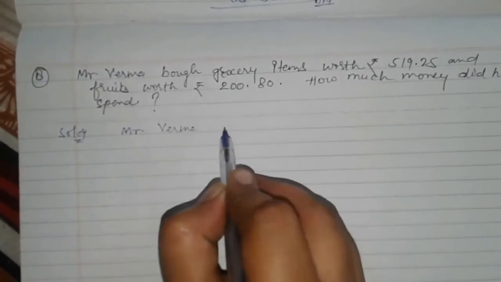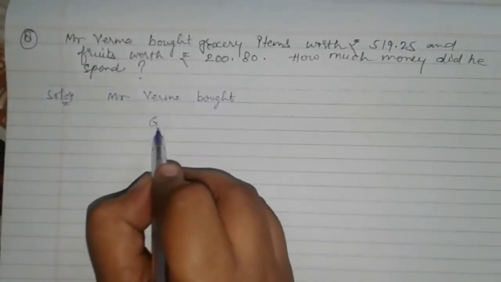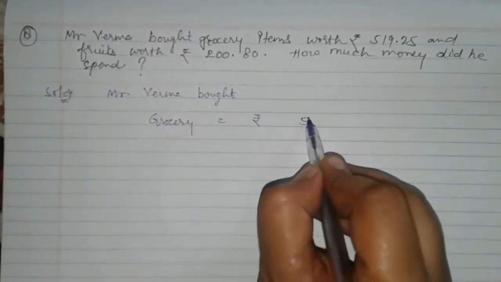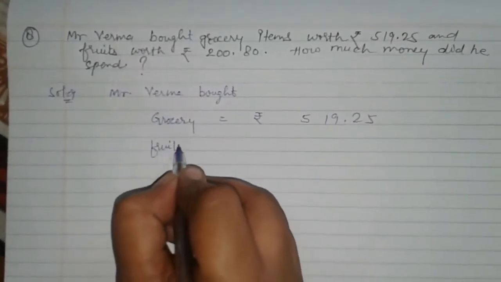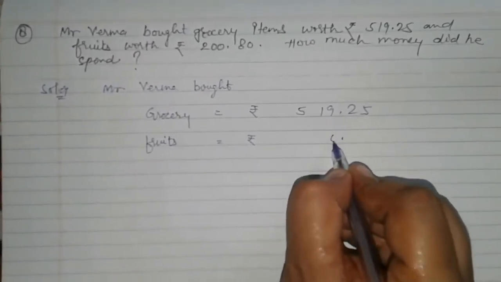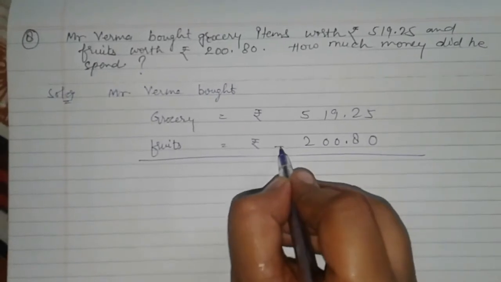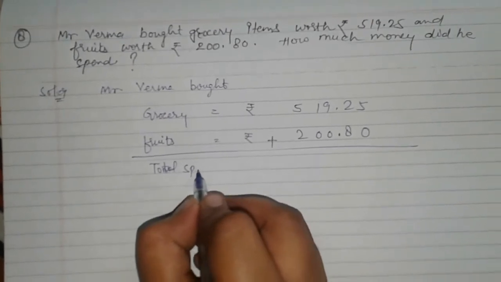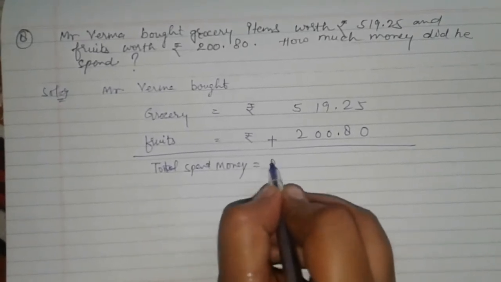Mr. Verma bought grocery rupees 519.25, fruits rupees 200.80, decimal points up and down, total spent money rupees.